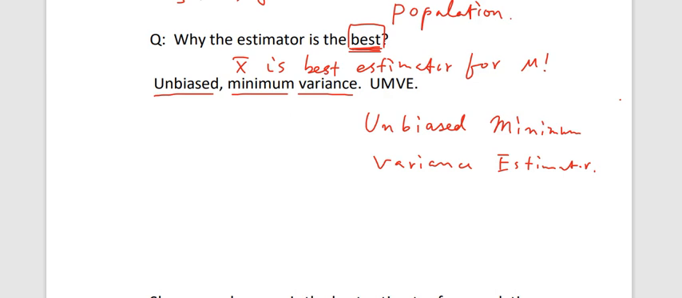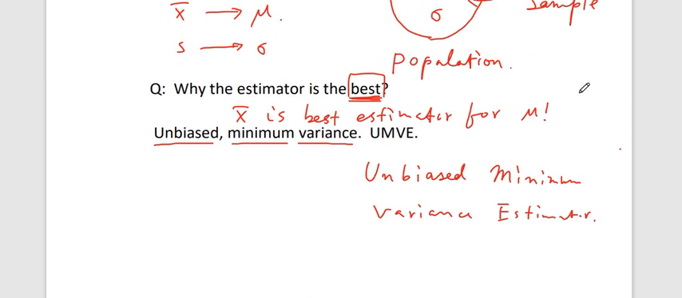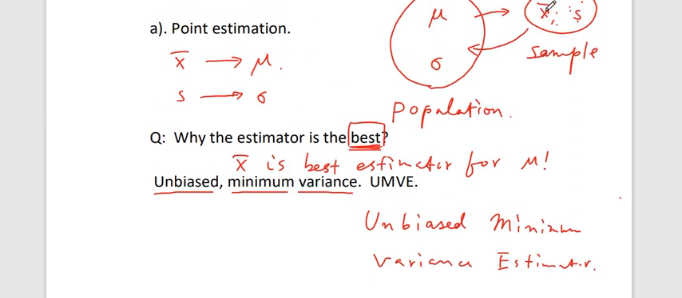Okay, so now we can prove this X bar is UMVE of mu, and S is UMVE of sigma. So those two estimates are the best ones. Like for this parameter mu, we say to estimate mu, this X bar is best. Okay, and also here those results we already know.